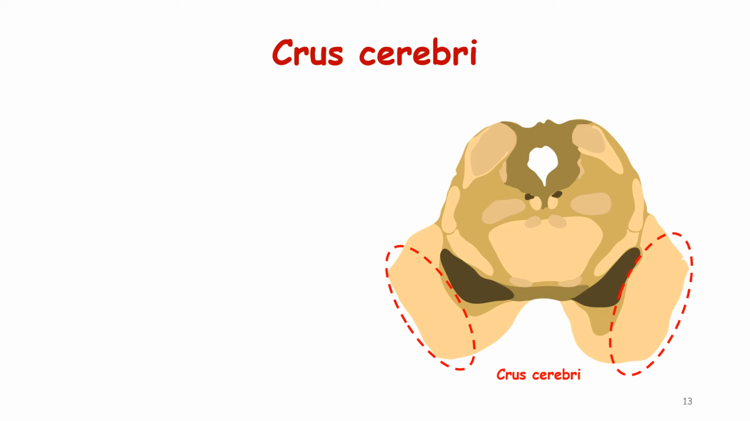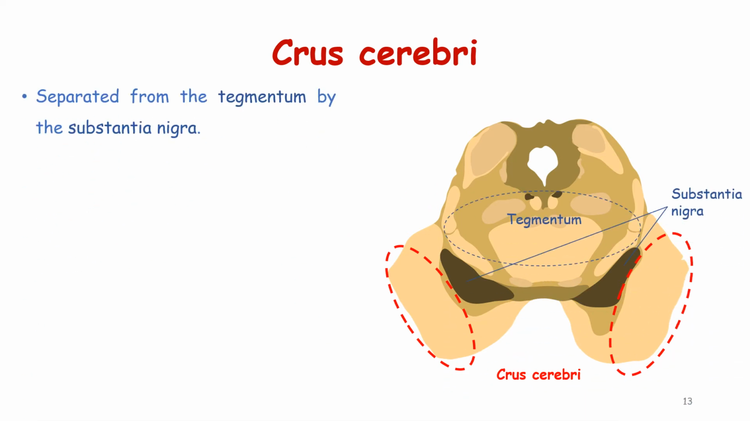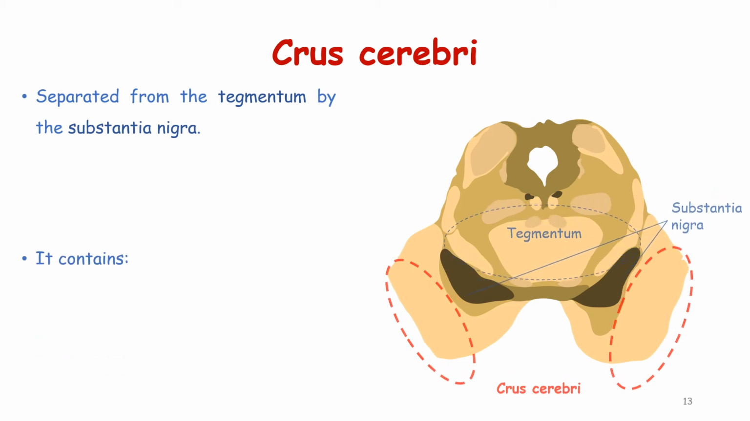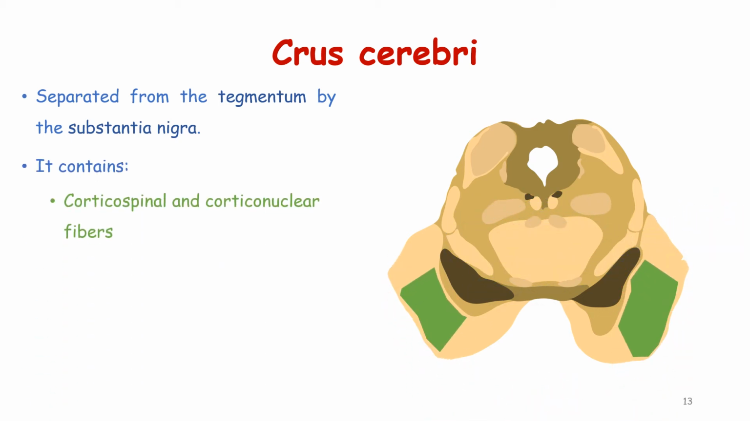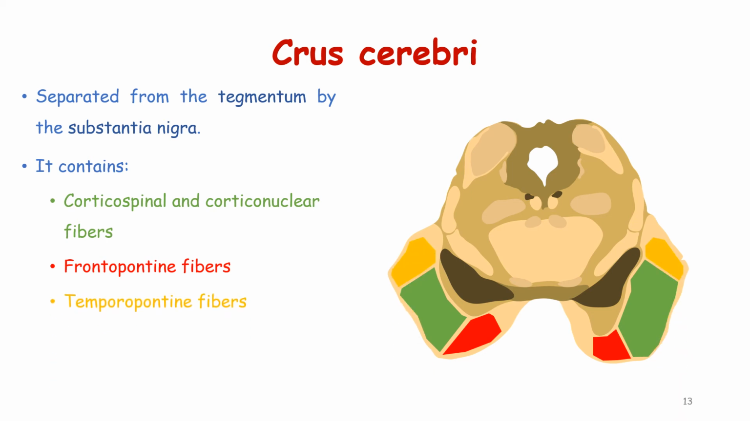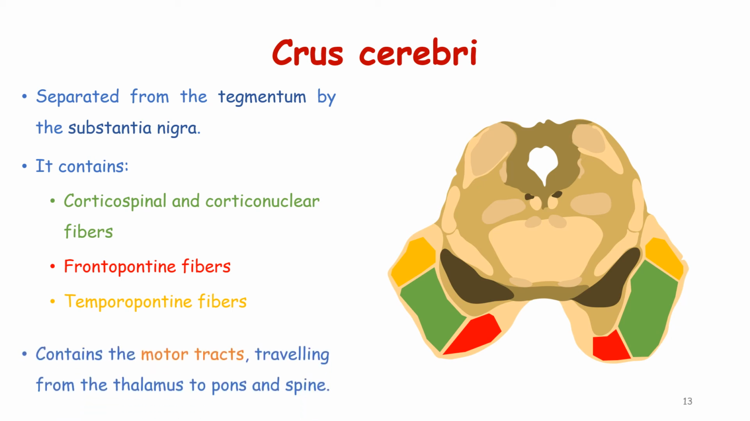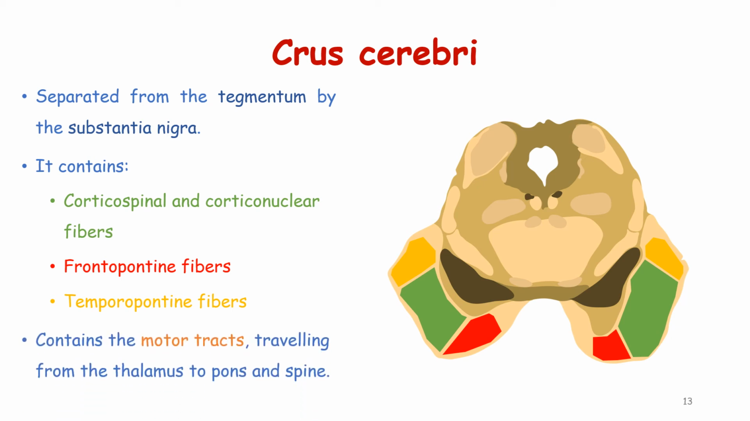The crus cerebri contains important descending tracts and is separated from the tegmentum by the substantia nigra. The corticospinal and corticonuclear fibers occupy the middle two-thirds of the crus. The frontopontine fibers occupy the medial part of the crus, and the temporopontine fibers occupy the lateral part of the crus. It contains the motor tracts, traveling from the thalamus to the pons and spine.